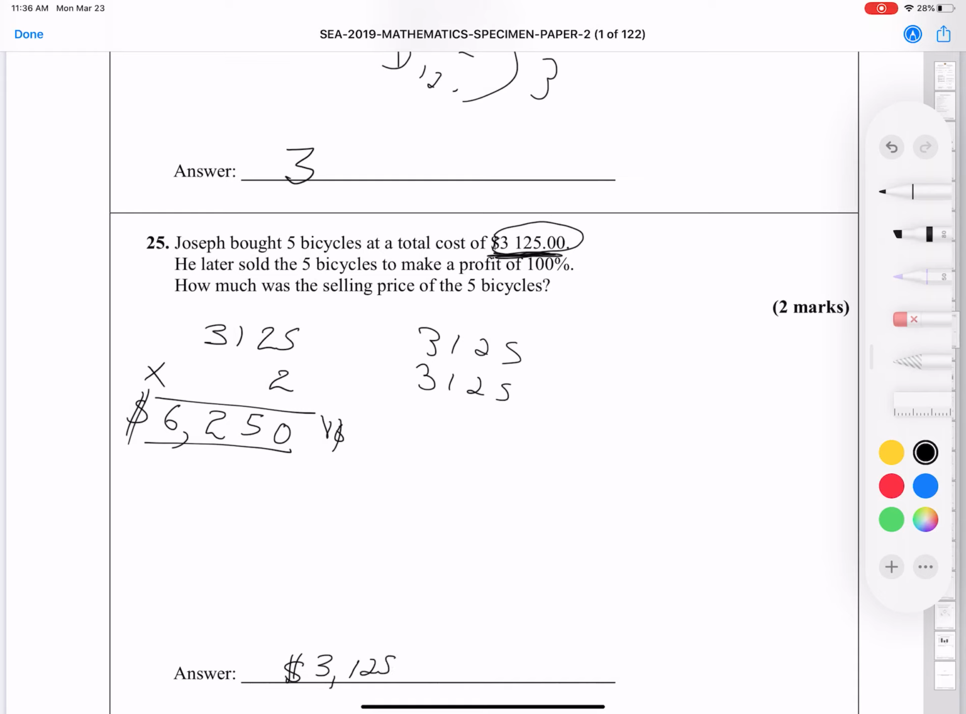Sorry, what was the selling price they want to know, right? So remember, selling price was 6,250.